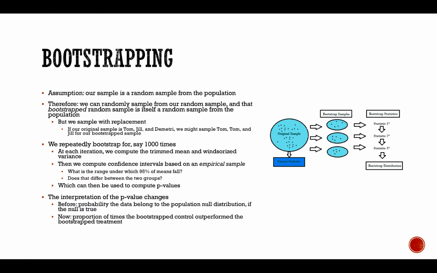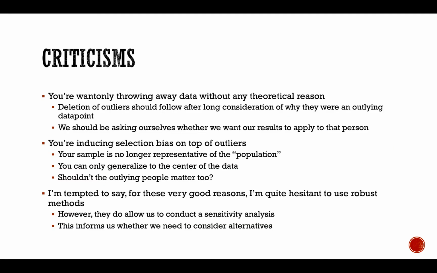Now, criticisms of modern robust methods. Tukey criticized it and said that you're wantonly throwing away data without any theoretical reason. So when we delete outliers, we should only do it after long consideration of why they were an outlying data point and make sure that we don't care about generalizing to that data point. Now, when you delete 10% of your data, you're inducing selection bias on top of the problem of having outliers. So your sample is no longer representative of the population. So you can only generalize to the center of the data.